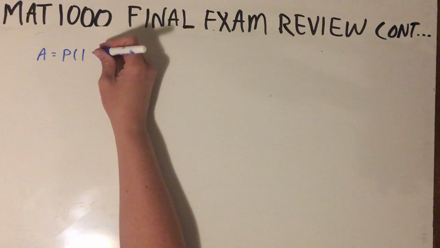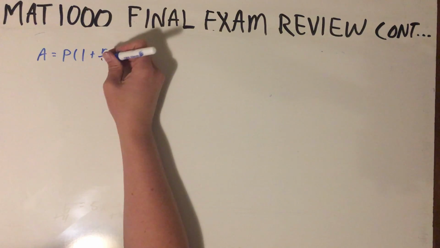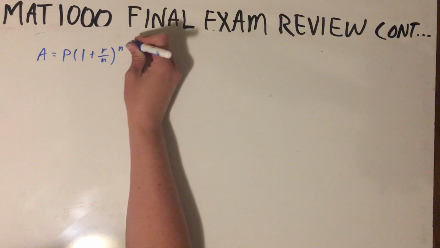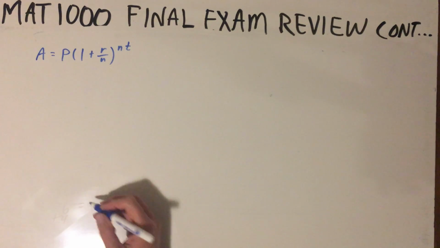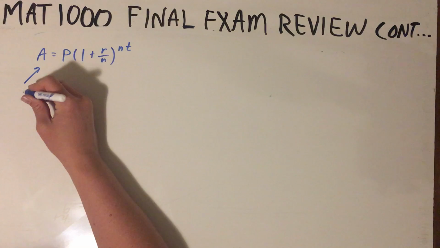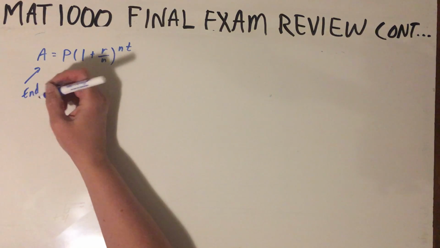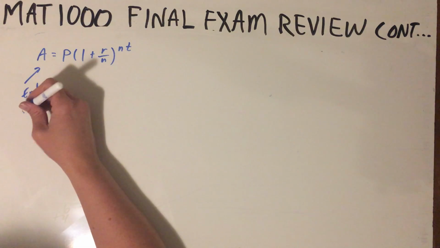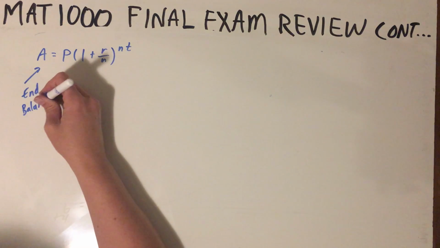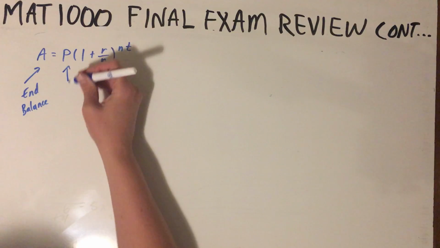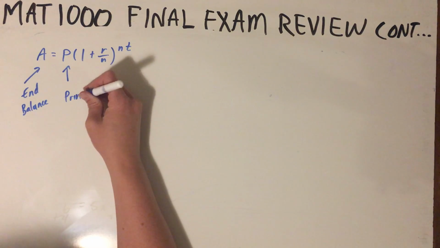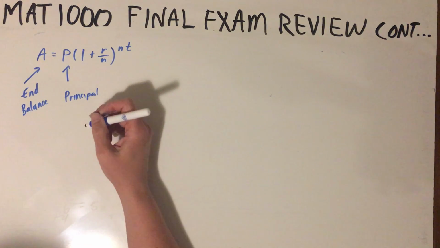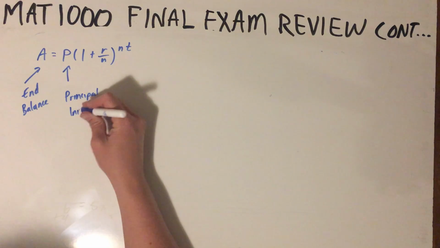Whatever equation you need to use will be given to you. But I'm going to explain what this equation is. This right here is going to be your ending balance, or your future value. Okay, so we'll just call it the end balance. This right here is the principal, or your initial amount.